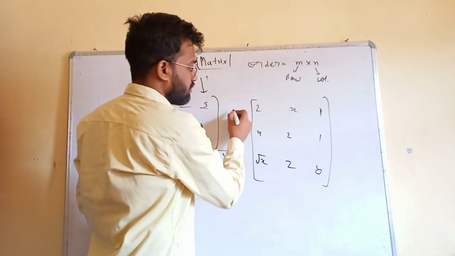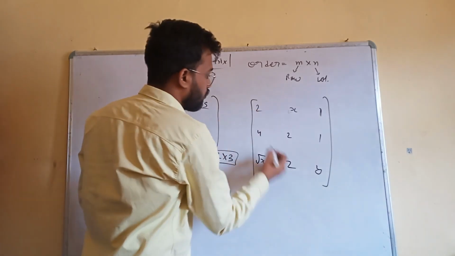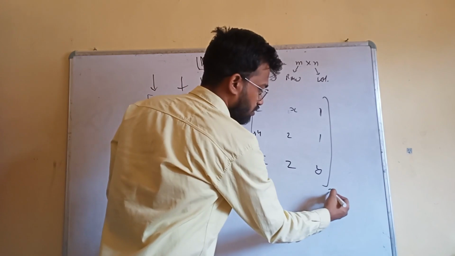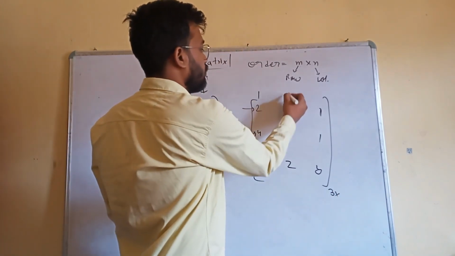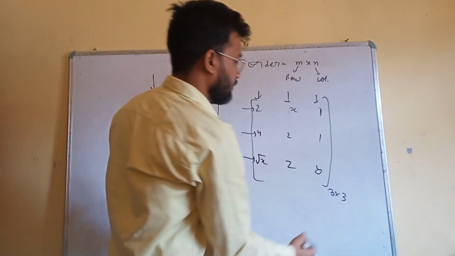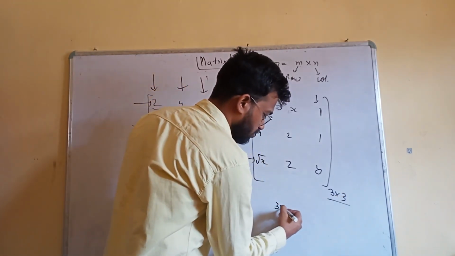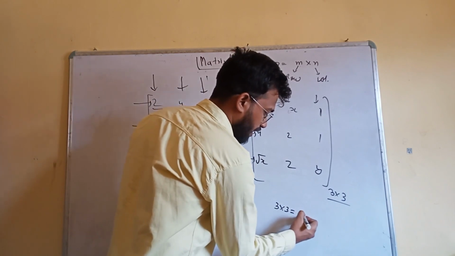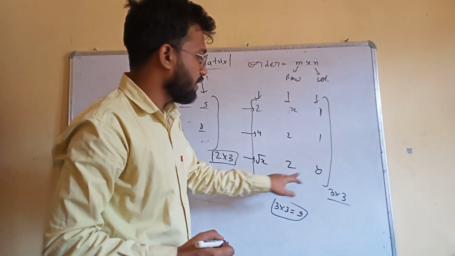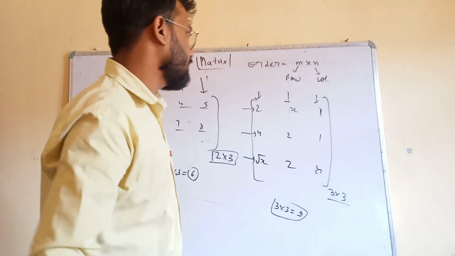Now in this matrix, if I count rows, how many rows do I have? 1, 2, 3. 3 rows. And how many columns do I have? 1, 2, 3. 3 columns. So this is a 3 cross 3 matrix. So how many elements does it have? 3 times 3, what will it be? 9. So 9 elements it has. Let's count. 1, 2, 3, 4, 5, 6, 7, 8, 9. So it has 9 elements.